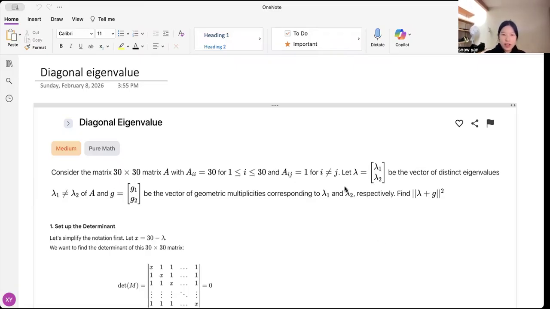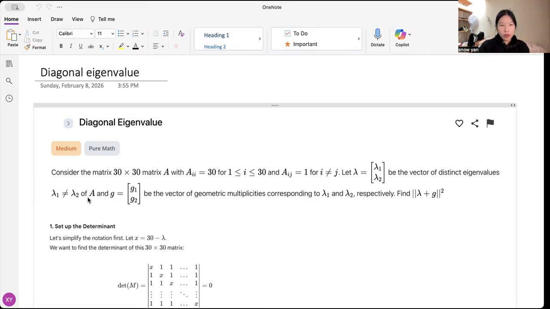Okay, the question today is diagonal eigenvalue. Consider a 30 times 30 matrix A with a_ii equals 30 for i from 1 to 30 and a_ij equals 1 for i not equal to j. Let lambda equal lambda 1, lambda 2 be the vector of distinct eigenvalues.